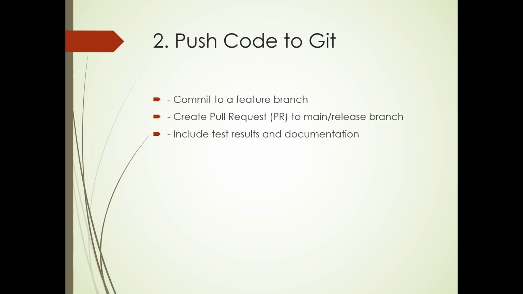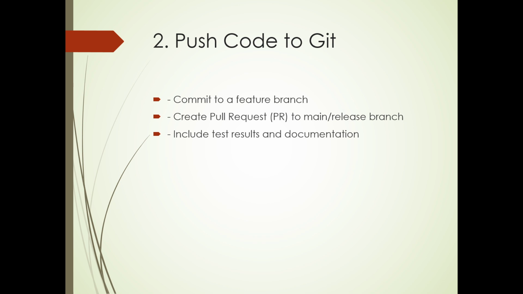Now the next step is push code to Git. Now development is done and you tested locally and it is working as expected. Now we need to move that code to Git. Here Git is nothing but a source controller. From here only we will move that code from Git to the production environment. In that case, first we need to commit our changes from local to your feature branch. The feature branch is nothing but we'll create a separate branch. That separate branch has only your changes.